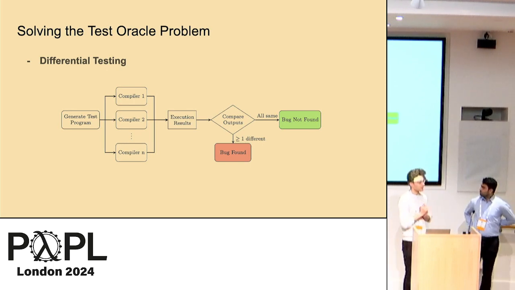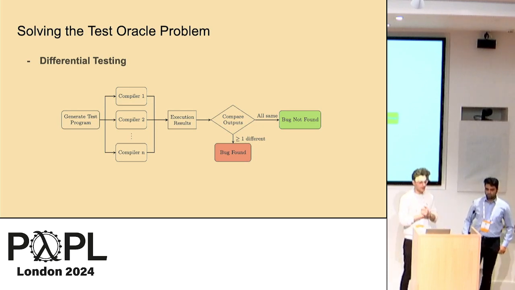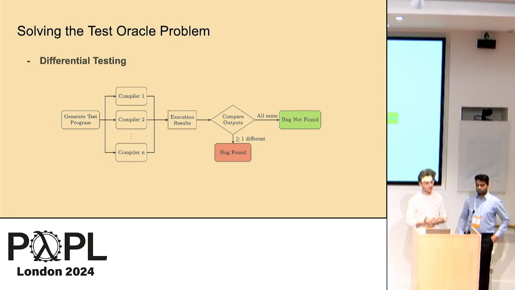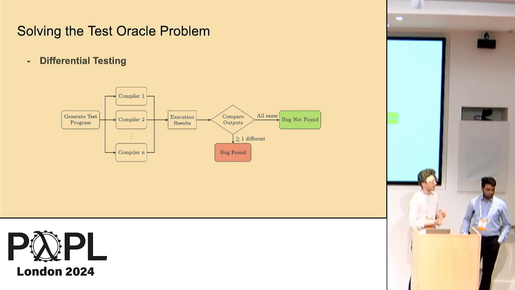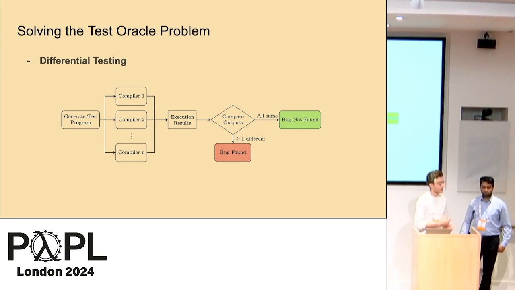There are two ways to solve this, the first of which is called differential testing, where instead of just running over one compiler, you would take your generated program and run it over a number of different compilers. The idea is that you should see ideally the same result across all of them, or if one or more of them is different, then you might have found a bug in one or more of the compilers.